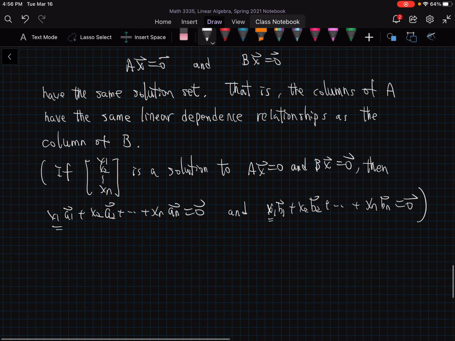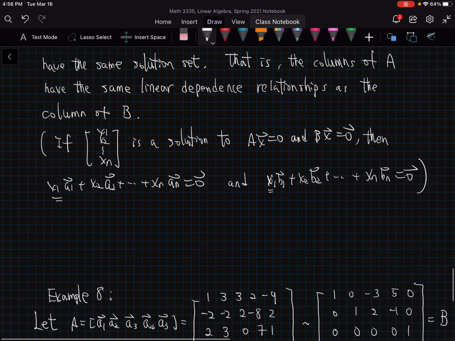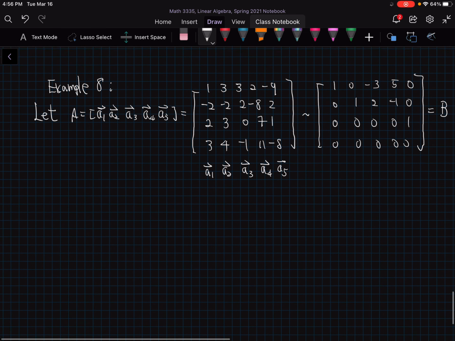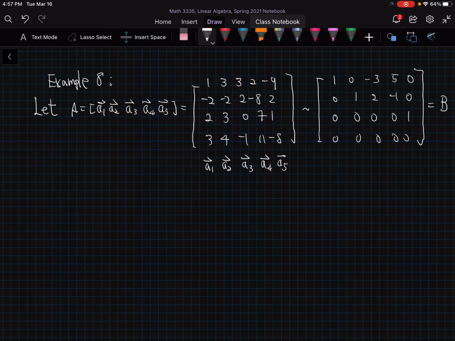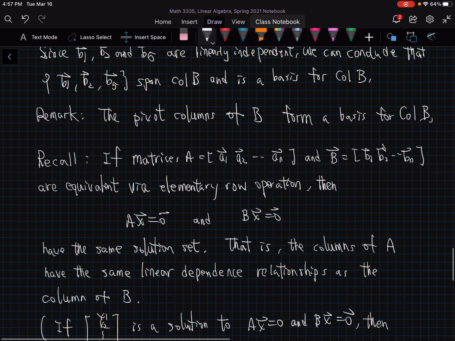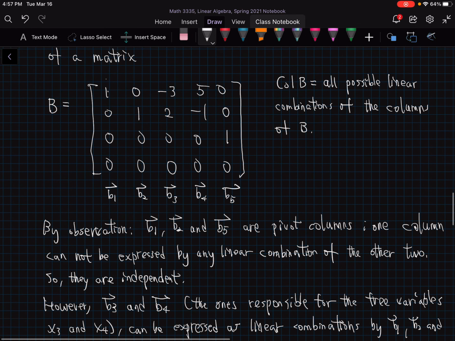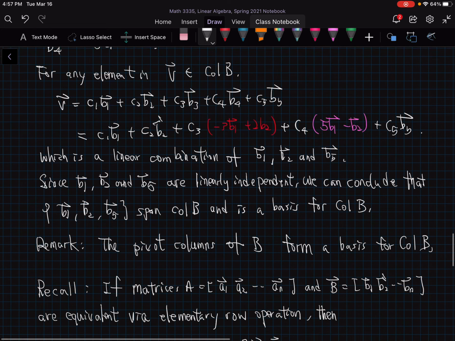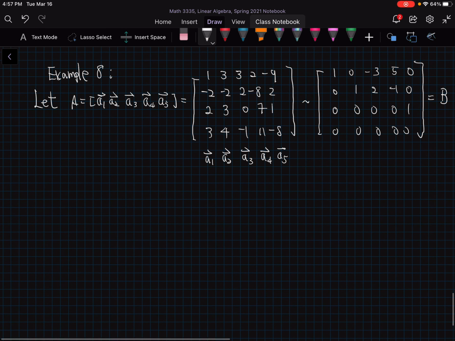Well, let's look at an example. Let's look at example 8. Here we have a matrix A on the right hand side, with column vectors A1, A2, A3, A4, A5, which is equivalent to the matrix B, the reduced echelon form on the right. Recall this B is the same B we had in the previous example. So they are equivalent via elementary row operations, meaning B is the row reduced echelon form of A.